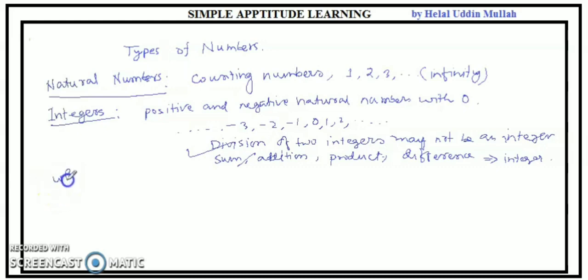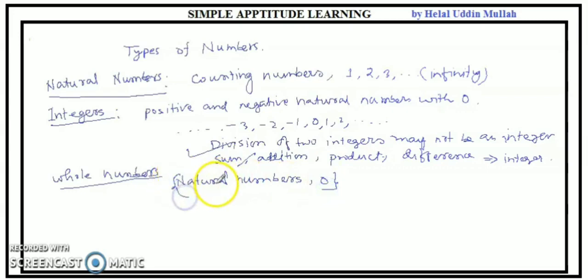We also have whole numbers. Whole numbers are nothing but the natural numbers plus 0. So this is the set of whole numbers. It starts from 0, 1, 2 up to infinity. These are the whole numbers.